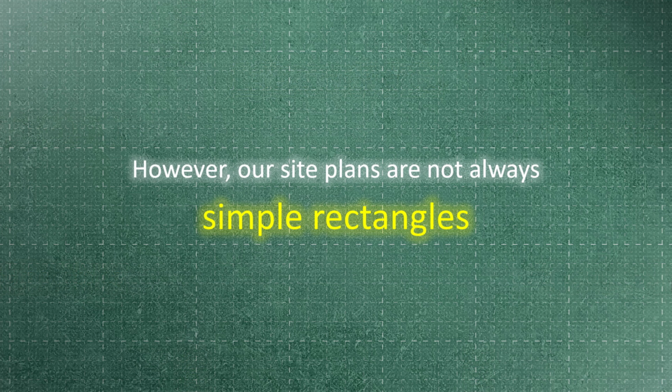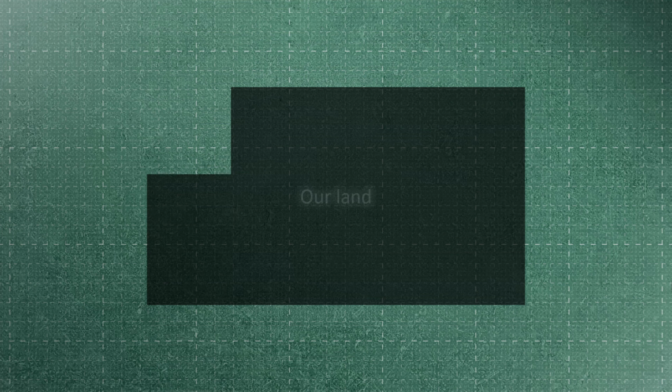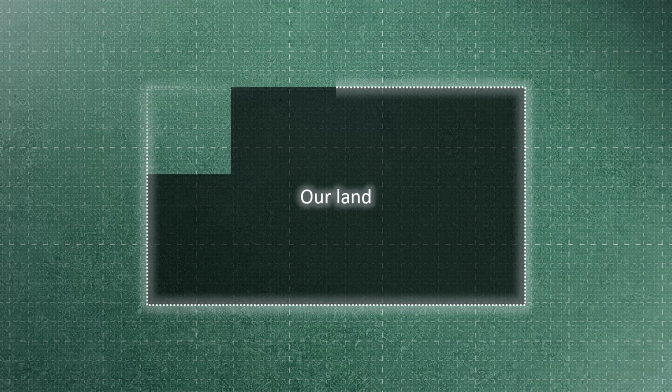However, our site plans are not always simple rectangles. If our site plan has a more complex shape, we can simplify our work by enclosing the entire site within a larger rectangle. We will then draw all necessary elements based on this larger rectangle. For example, we might draw a vertical line measuring 3 meters at a distance of 5 meters from the northwest corner.